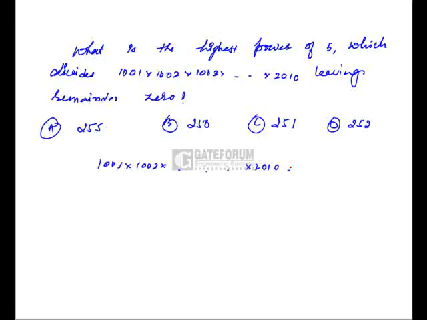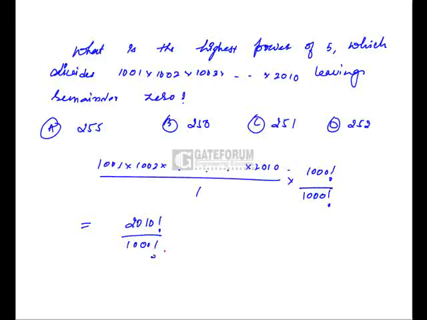In order to convert this into factorial, I'll multiply and divide this by 1000 factorial. It can be written as 2010 factorial by 1000 factorial. The method of finding the highest power of 5 is, let us take first 2010 and divide it successively by 5.